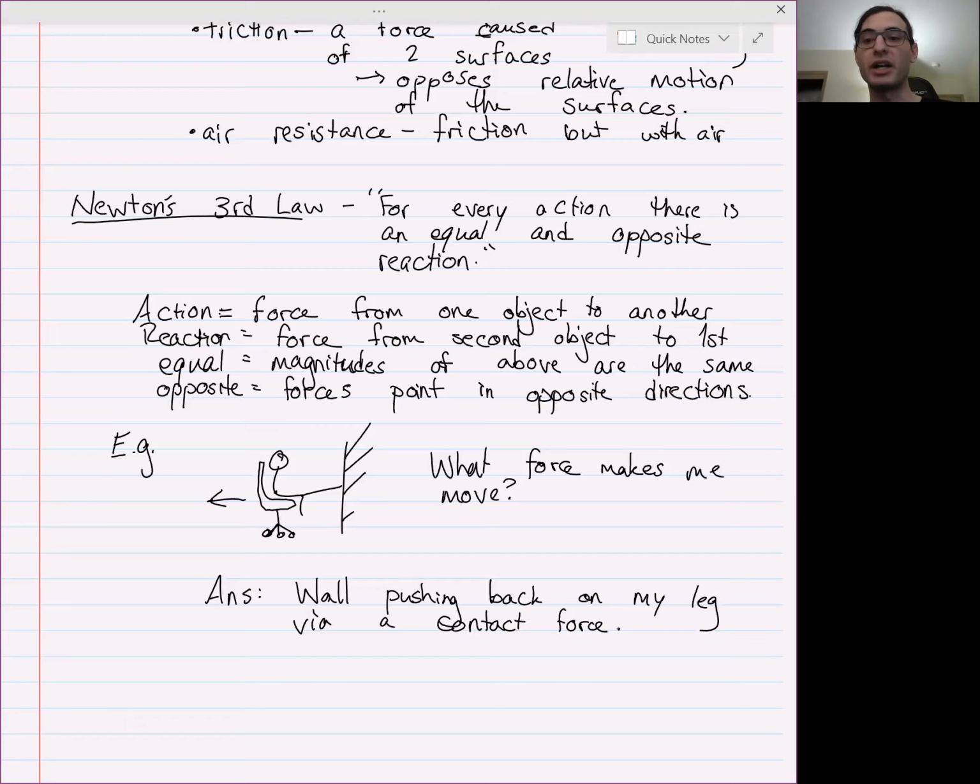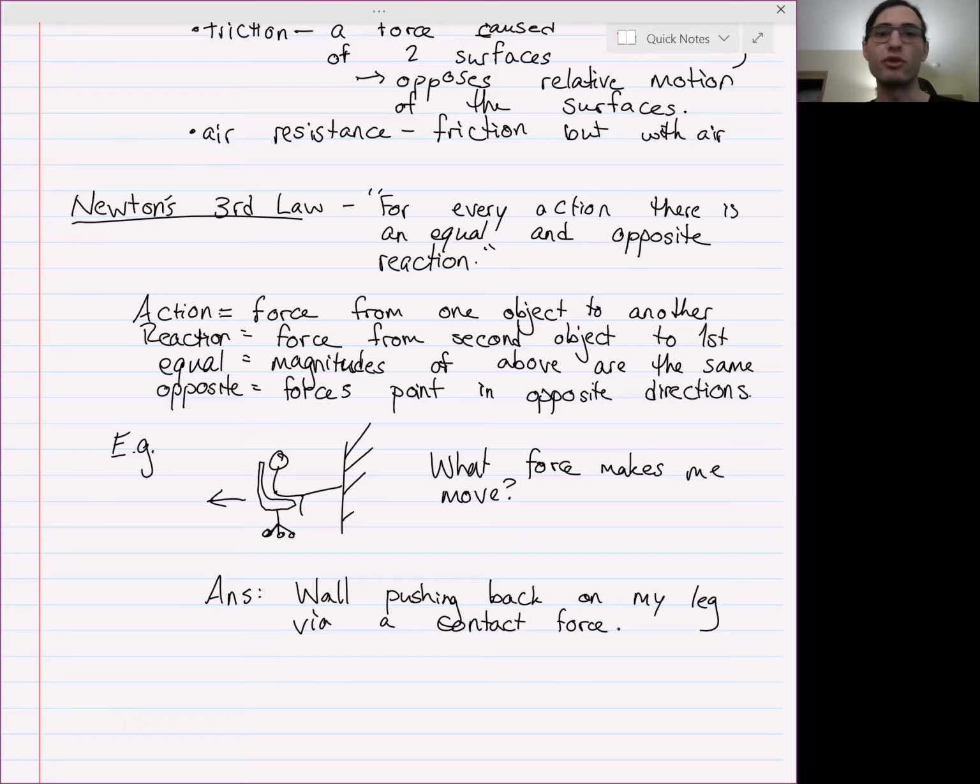there is an equal and opposite force applied from the second object, the wall, to the first object, me. So when I apply a force of, say, 10 newtons to the wall, and we'll talk about forces and their units in a bit, if I apply a force of some magnitude to the wall, the wall applies a force with the same magnitude back on me in the opposite direction. So by me applying that force to the wall, it pushes me, and there's nothing stopping me from moving. So I just move backwards.